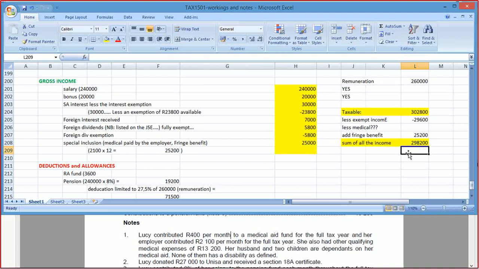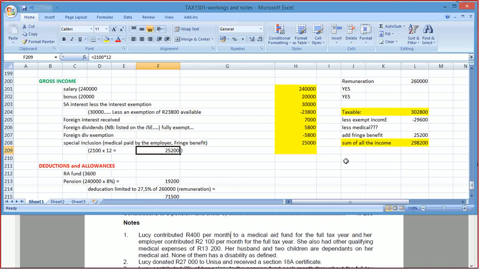Okay, is that income taxable? Which one? This income equals the sum. All of that, all the yellow. Yes, it is taxable. Why is it taxable? Because it's part of gross income, exactly.